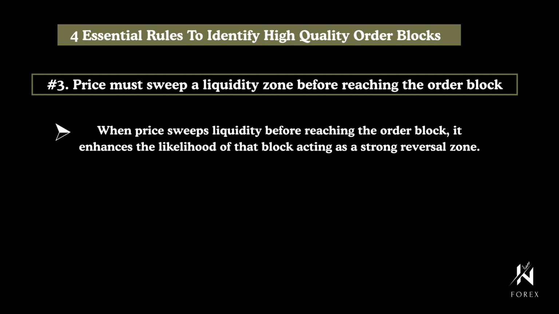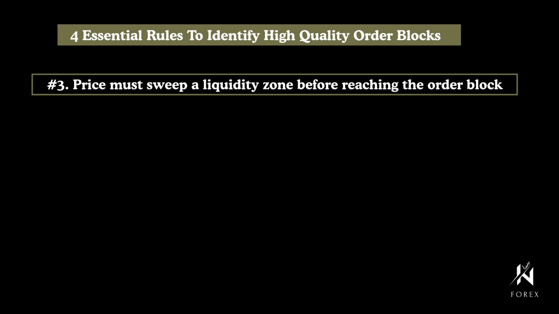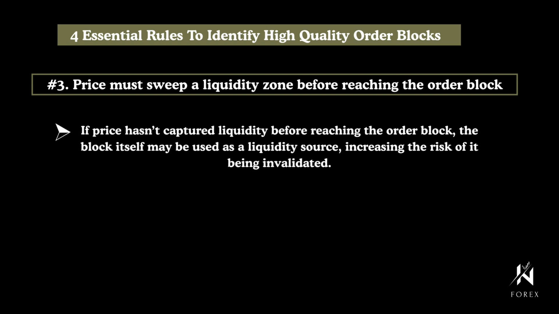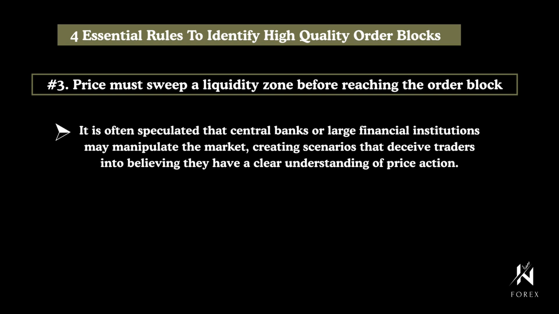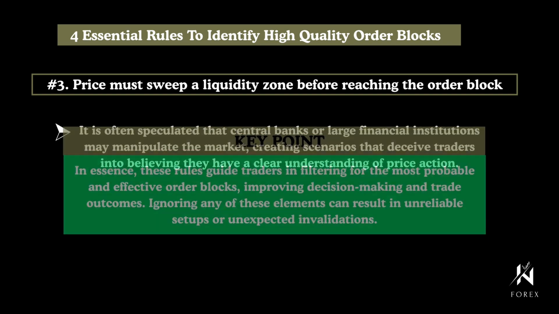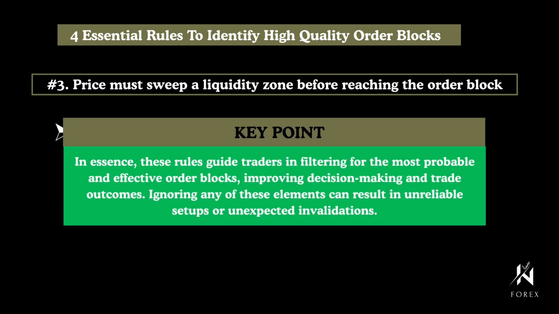Why this matters? The role of liquidity: the market thrives on liquidity, it fuels momentum. If price hasn't captured liquidity before reaching the order block, the block itself may be used as a liquidity source, increasing the risk of it being invalidated. By ensuring liquidity is swept prior to mitigation, we align with how smart money operates, increasing our edge. In essence, these rules guide traders in filtering for the most probable and effective order blocks, improving decision-making and trade outcomes. Ignoring any of these elements can result in unreliable setups or unexpected invalidations.